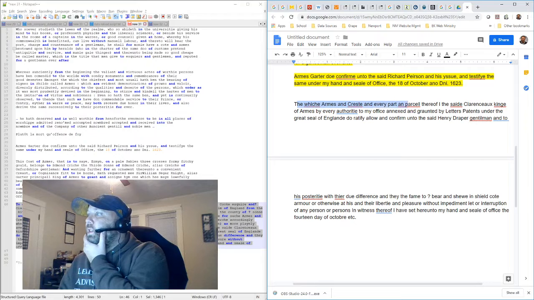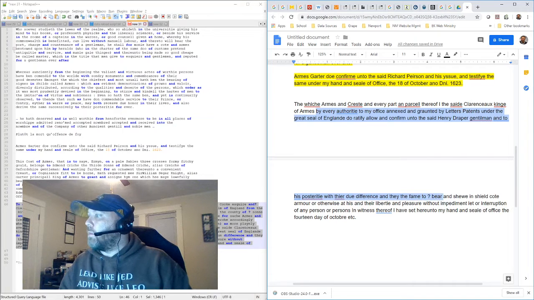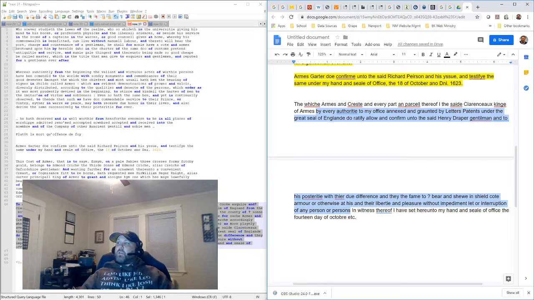The which arms and crest and every part and parcel thereof, by every authority of my office annexed and granted under the great seal of England, do ratify, allow, and confirm unto the said Henry Draper, gentleman, and to his posterity and their due difference, to bear and show the shield, coat, and armor, without impediment or interruption of any person or persons. In witness thereof, I have set unto my hand.